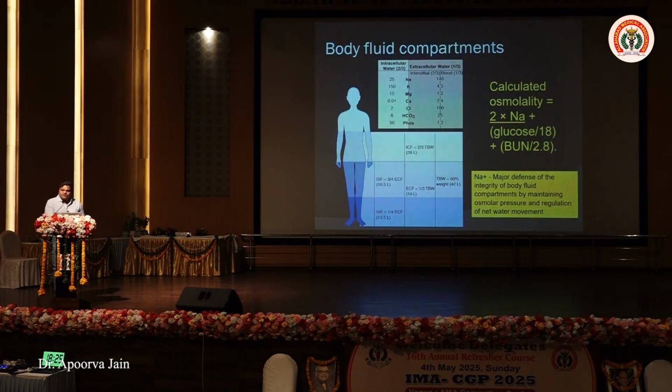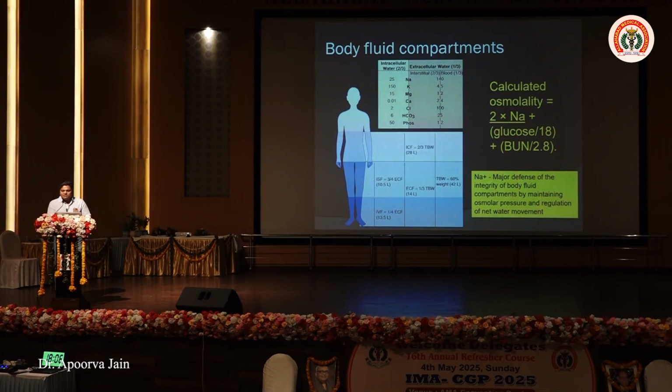So what is the value of sodium? We look at the formula of serum osmolality. It is calculated as 2 times sodium plus glucose upon 18 plus urea upon 2.8. So this formula shows that calculated osmolality of blood is directly dependent upon sodium. It varies directly with the sodium.